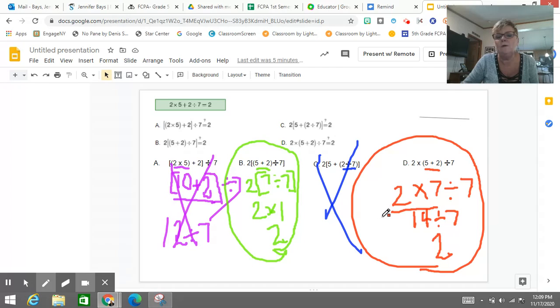Now one more example. If I can get to it. I forget, I have to pick select.